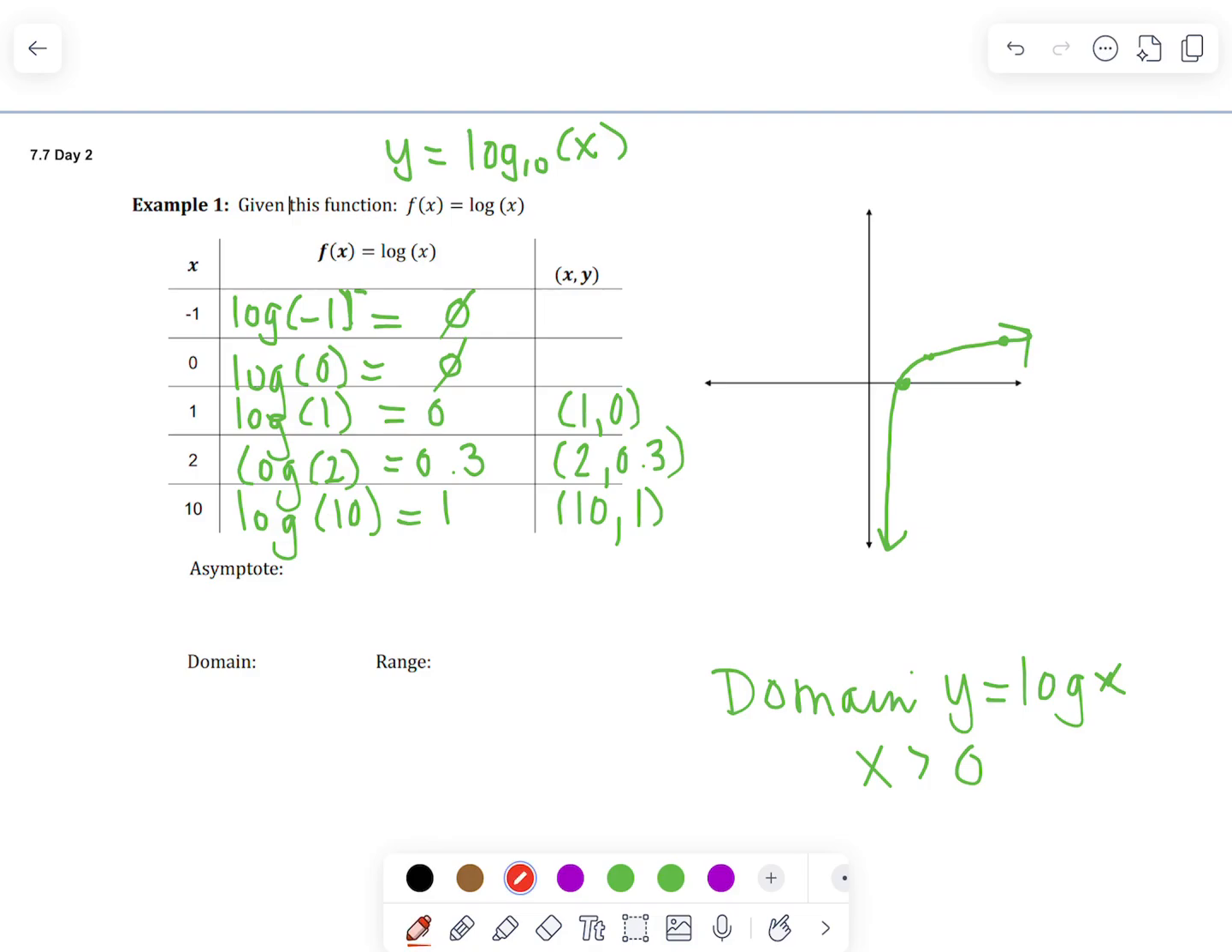Now with logarithms, they're going to have a vertical asymptote, and that vertical asymptote is at x equals 0. So again, the domain is going to be x greater than 0. The range of values will always be all real numbers.